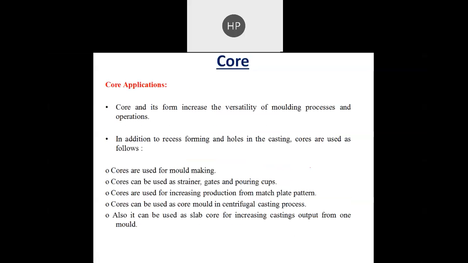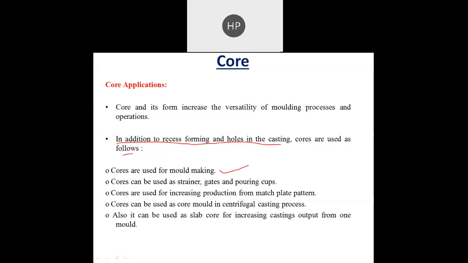Then what is the application of the core? Core and its form increase the versatility of mold process and operation. In addition to recess forming and hole forming in the casting, cores are used for mold making.